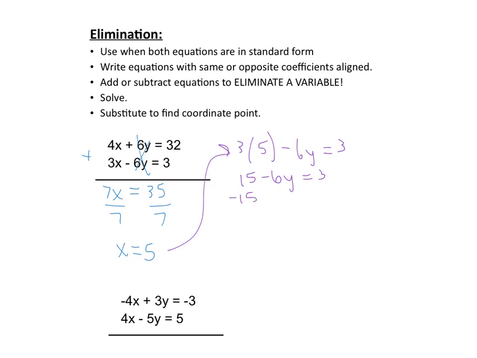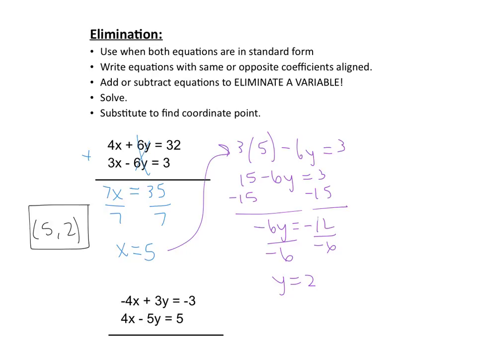Subtract 15 and get negative 6y equals negative 12. Divide by negative 6, and that's a negative right there, and get y equals 2. So my final answer here, if I write this in ordered pair form, would be 5, 2. And again, we want to use the elimination method when we have our equations in standard form, and I can easily cancel out a certain variable.